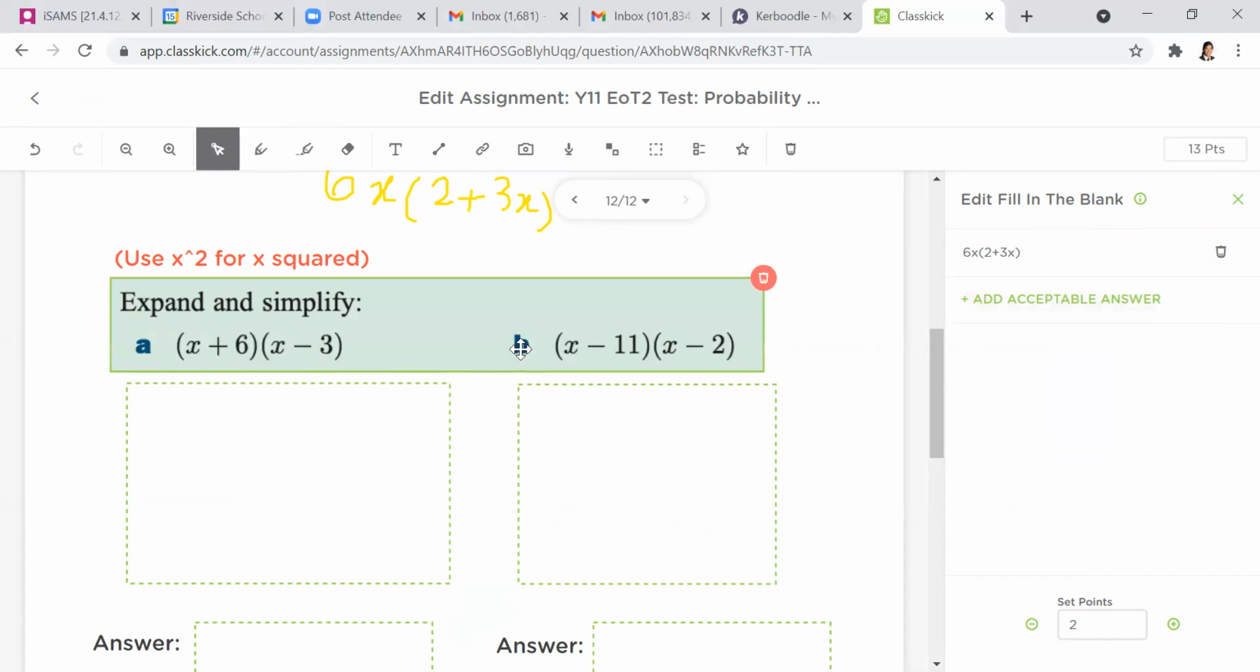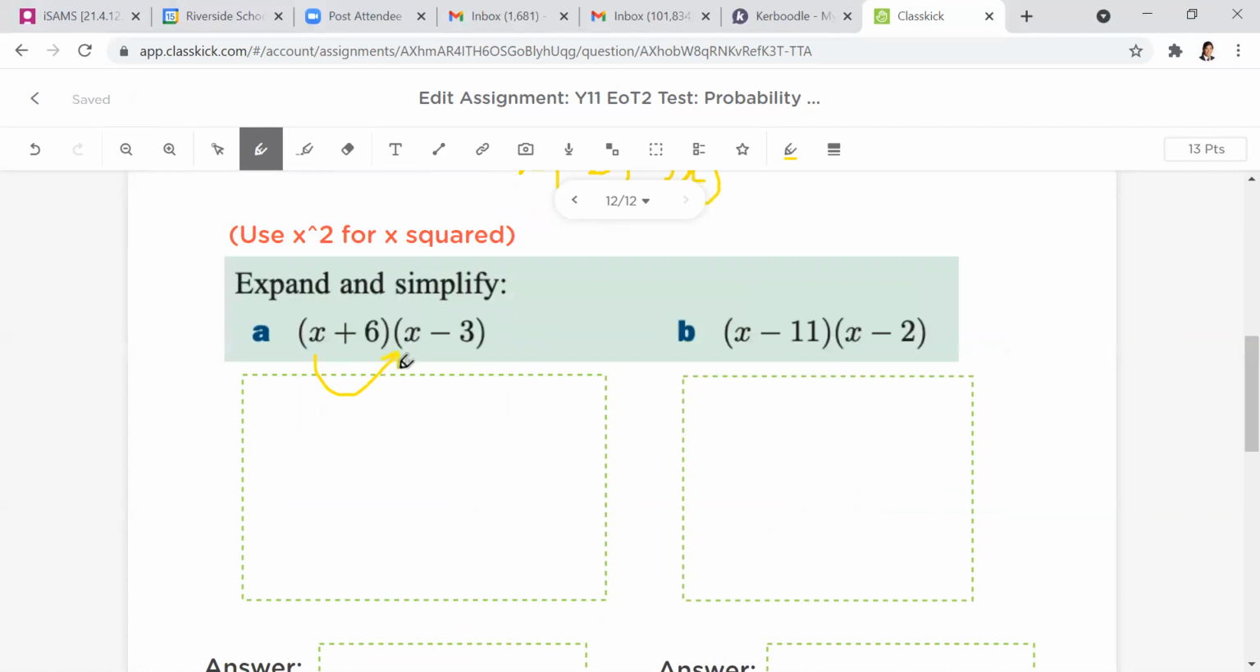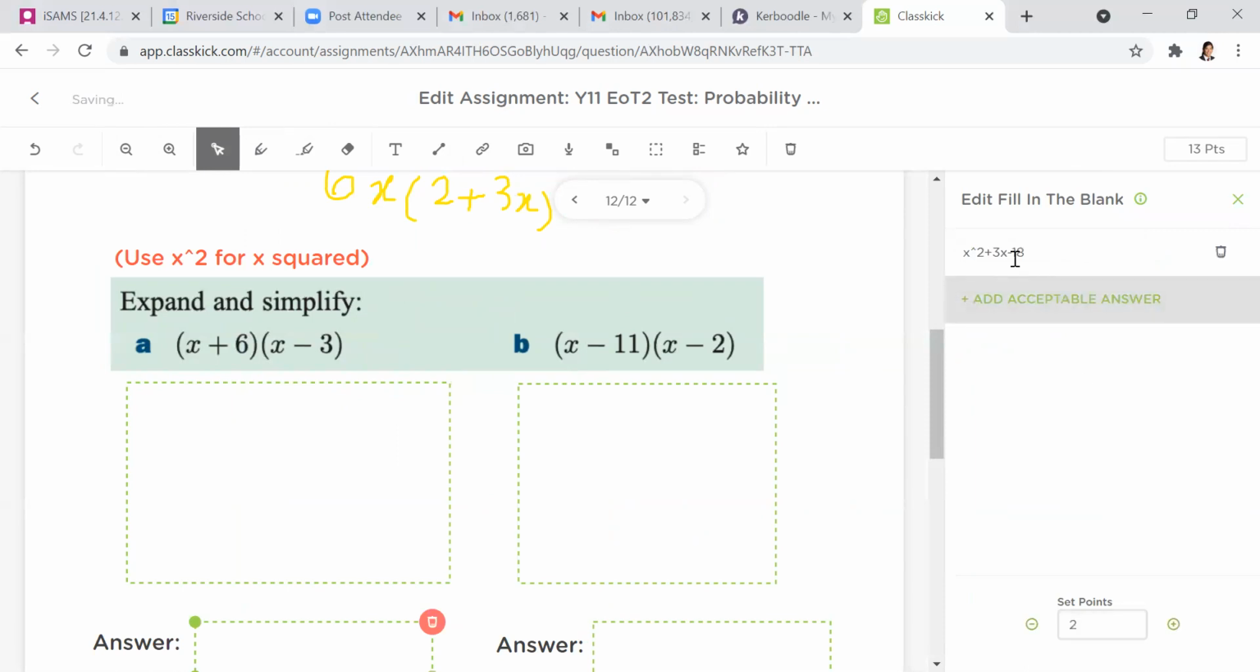All right, expansion and simplification here. Nothing really here to go over, but for you to practice your FOIL. I saw some working out on people's submitted scans, which is very nice, drawing the arrows. The only trick here was with the plus and minus signs. So the answer here was x squared plus 3x minus 18. And this one was x squared minus 13x plus 22.